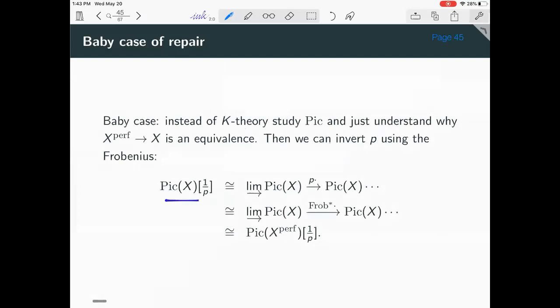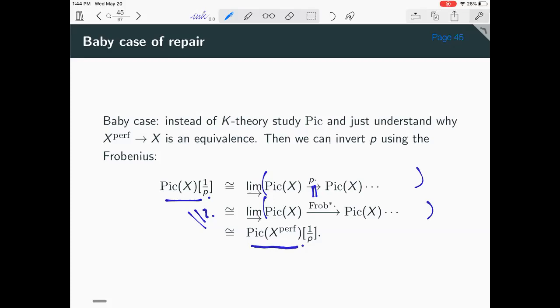If you want to invert p, you better be taking this colimit across multiplication by p. But in characteristic p, you have this fortunate fact of life that multiplication by p can be modeled by the Frobenius pullback of line bundles. You pull back by Frobenius, and this is the p-th power tensor, which is multiplication by p in this Picard world. But you can commute the colimit inside, and that's exactly what Pic of X_perf is. So then you have this isomorphism. You can run this argument in algebraic K theory, even though Frobenius pullback is not a priori quite related.